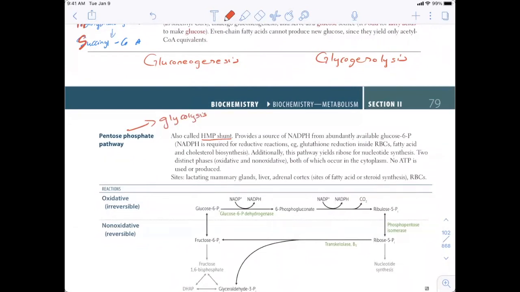In the very beginning of glycolysis, we decide to take a short break, go out of the cycle, to make some NADPH. That's the whole purpose of everything. We want to go out there, make some NADPH, and when we're done with that, we can come back to glycolysis, but the purpose of NADPH is going to be for certain reductive reactions that we're going to talk about. That is what your pentose phosphate pathway is all about.